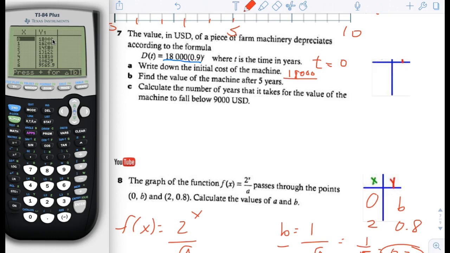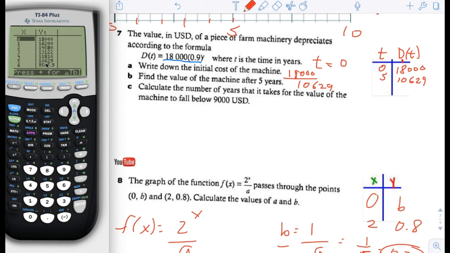Next, find the value of the machine after 5 years. So this is the machine cost after 0 years. After 5 years, we'd look in the table under 5, and it would be 10,629. If we wanted to, we could write here that this is time, and this is the depreciation value. So at t equals 0, it's 18,000, which is the original cost, and after 5 years, it is 10,629.